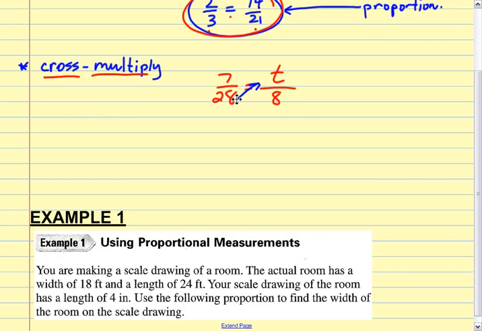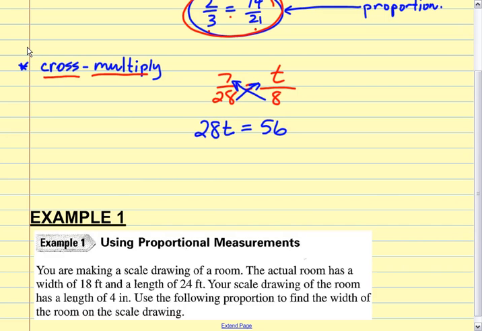28 times t, let me move this out of the way. 28 times t is equal to 28t, right? We put them right next to each other. And then 8 times 7 is equal to 56. Now, we know that 28 times t is equal to 56.